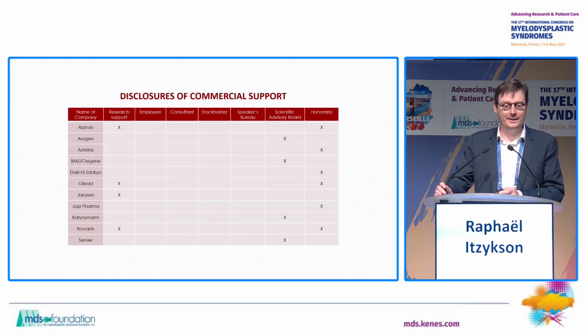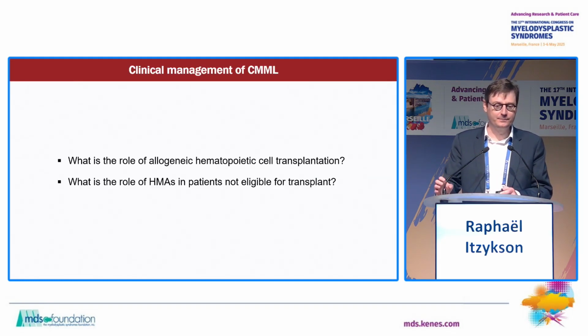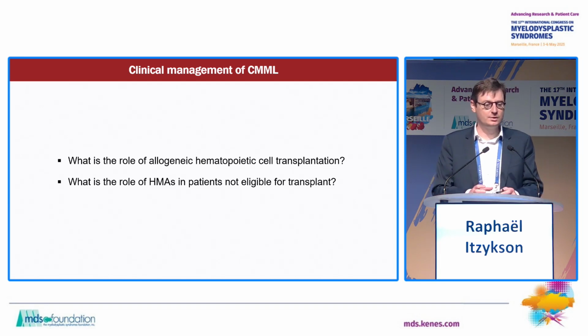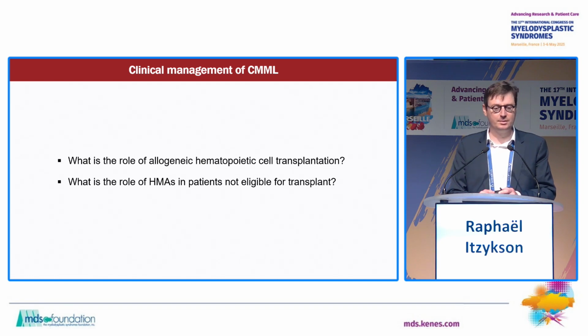These are my disclosures. The title of my topic was quite broad, so I'm going to try to address 2 simple questions. What is the role of allogeneic stem cell transplantation in CMML? And in patients that are not eligible for transplant, what is truly the role of single-agent hypomethylating agents?